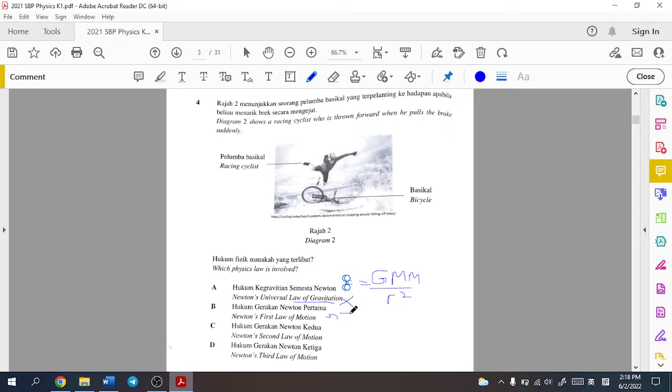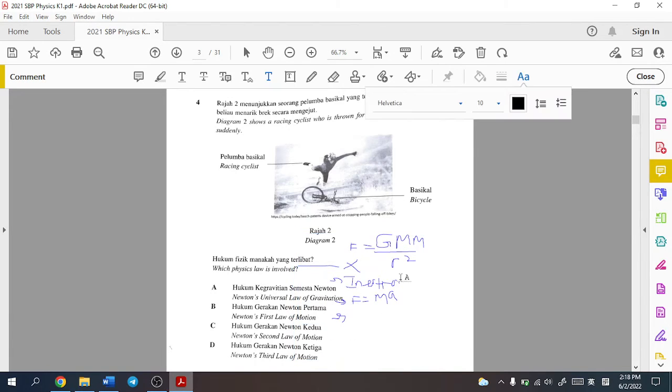Newton's first law of motion is about inertia. Second law of motion is about F equals ma. Third law of motion is about action and reaction force. So remember, third law of motion is about action and reaction force. In every action force, there will be a reaction force which is equal in magnitude but opposite in direction.